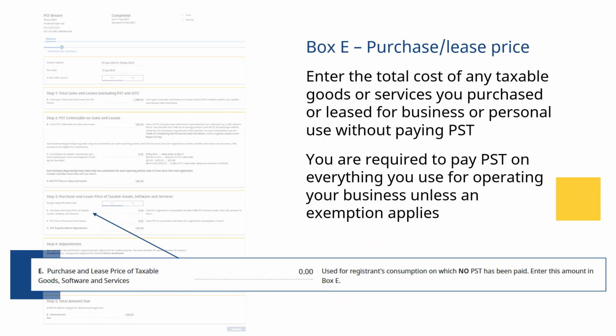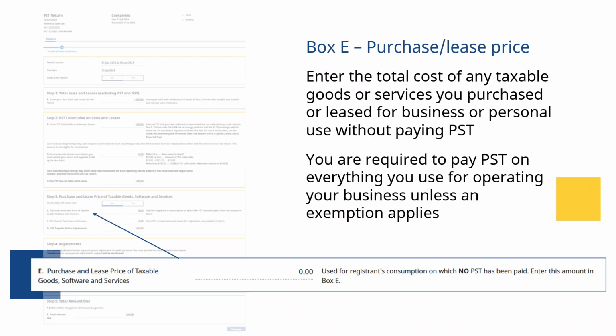In box E, enter the total cost of any taxable goods and/or services that you purchased or leased for business or personal use without paying PST. You are required to pay PST on everything you use for operating your business unless an exemption applies. If you paid PST on the item purchased or leased, or if a purchase qualified for an exemption, you would not include it here. Let me give you an example.